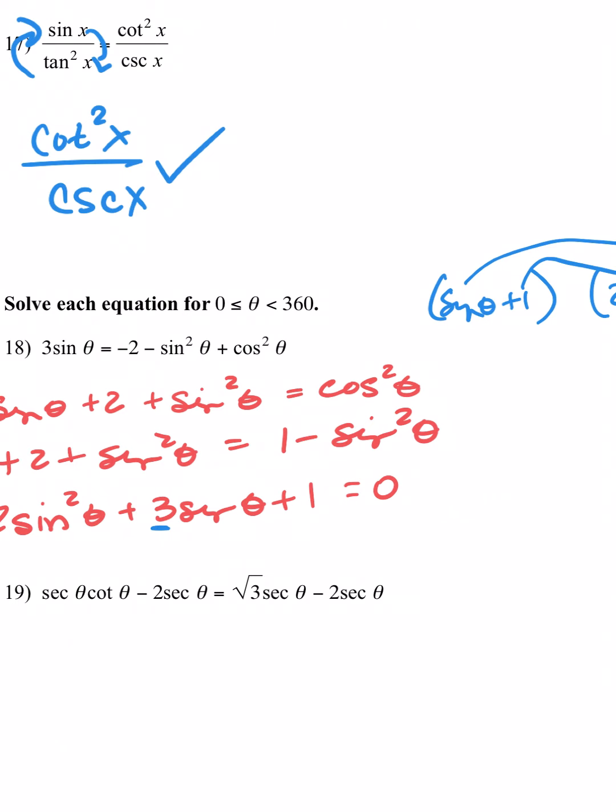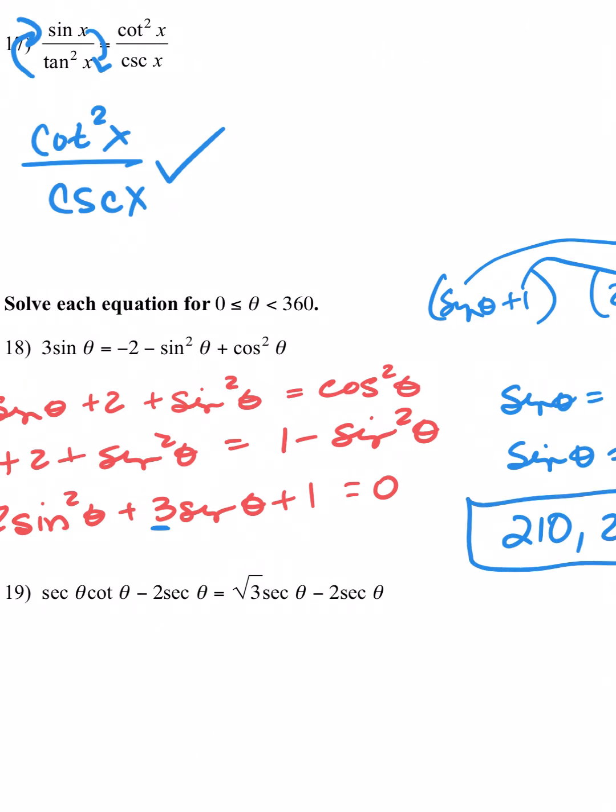So now I make those equal to 0. We would get sine of theta equals negative 1, and sine of theta equals negative 1/2 up here. And the 3 angles that would be is 210, 270, and 330. And that is your answer.